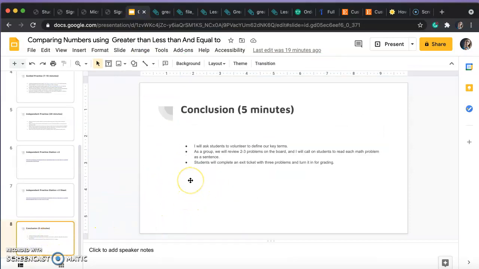After that, we're going to reconvene for the conclusion. We're going to go over what we just did. We're going to redefine our terms, make sure that everyone understands which symbol goes with less than, greater than, and equal to. We're going to practice a couple problems on the board, and I'm going to answer any questions or confusion that we might have. And then at the very end, students will do a small exit ticket with about 3 problems, one for each of less than, greater than, and equal to.